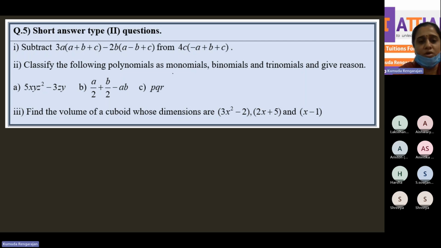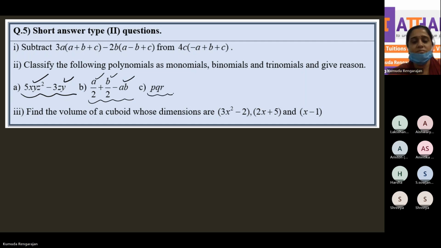Classify the following polynomials as monomials, binomials, and trinomials and give reason. Yeah, this one. Binomial, because it has two terms. Binomial. Binomial. This one. Trinomial, 1, 2, 3 terms. Trinomial. This one. Monomial. Monomial. Very good. So this one, you don't have to work. So do this one, children. Do this and then this one.